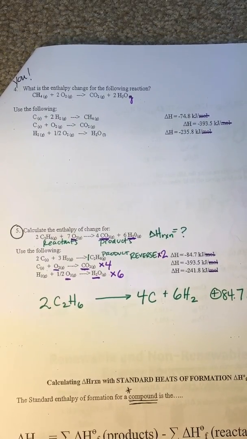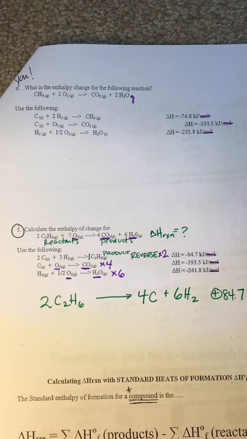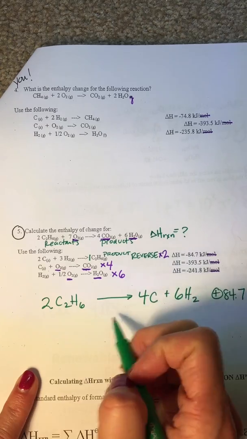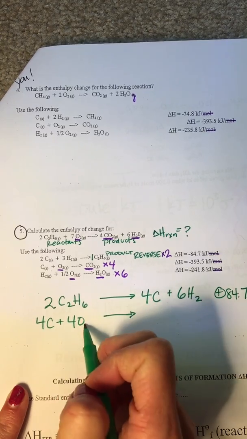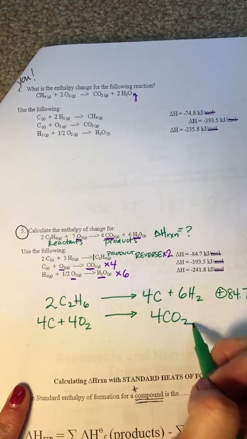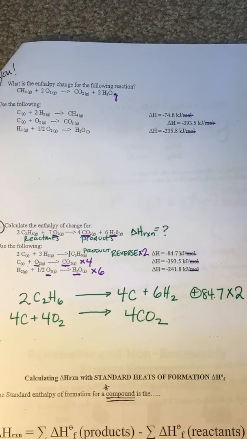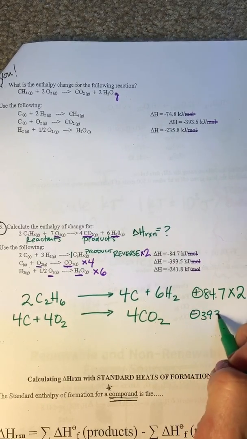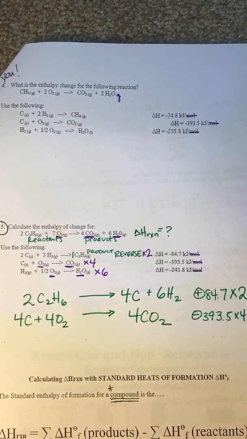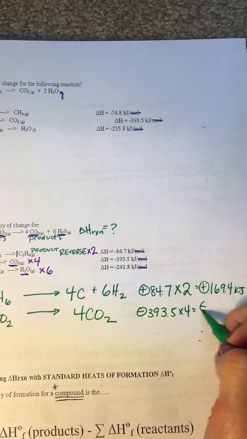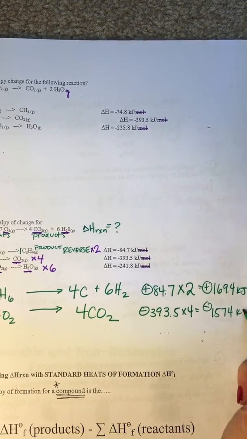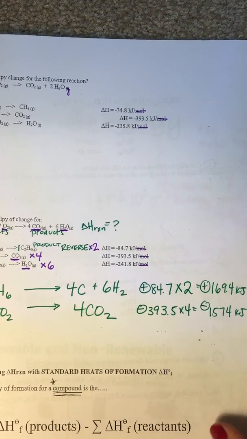Okay, looking at our second puzzle piece, we didn't reverse it. We just multiplied it through by 4 to fix our carbon dioxide. So make sure our arrows line up. So we've got 4 carbon plus 4 oxygens go to 4 CO2s. And then, of course, we need to take our enthalpy and multiply it through by 4, okay, and get that number. All right, so that gives us a negative 1574 kilojoules. So that is all good to go.